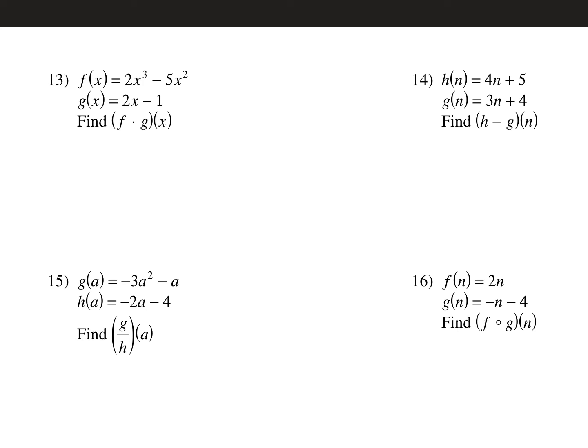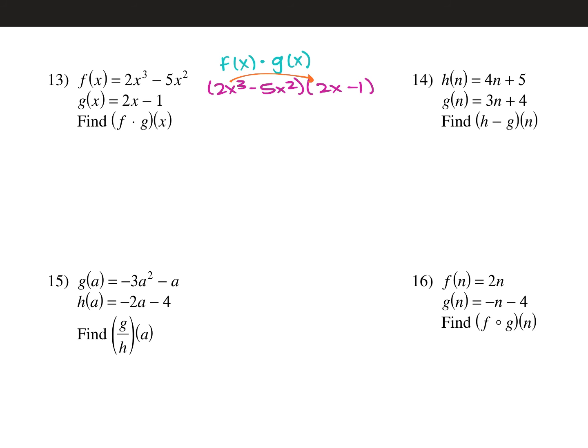For your next one, number 13, you have f of x is equal to 2x cubed minus 5x squared. G of x is equal to 2x minus 1. You're doing f times g of x. So again, this is the same exact thing as saying take f of x, multiply it by g of x. So f of x is the 2x cubed minus 5x squared. G of x is the 2x minus 1. So we're just going to FOIL this out.